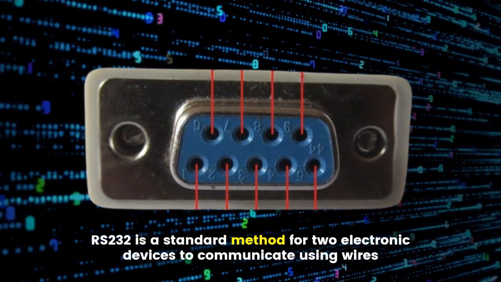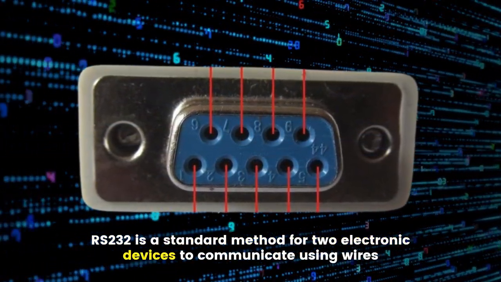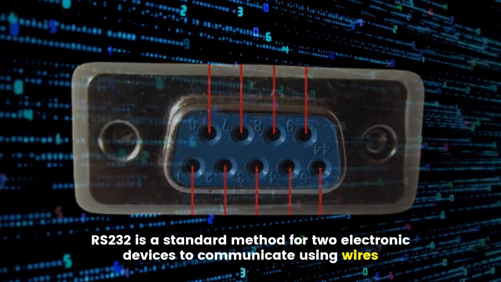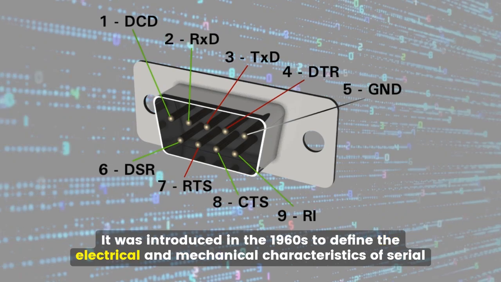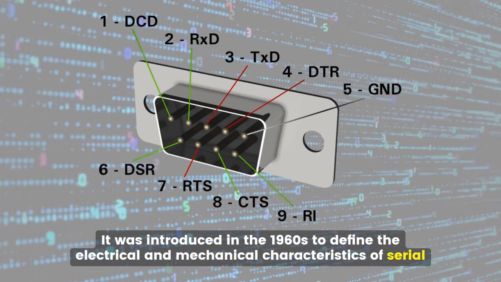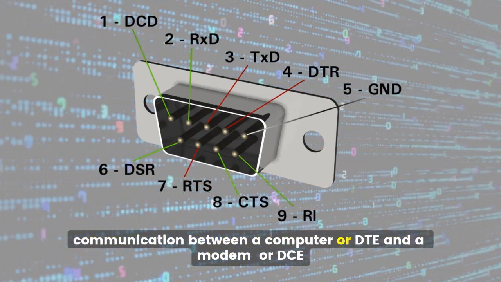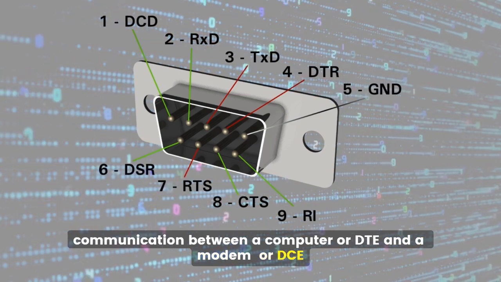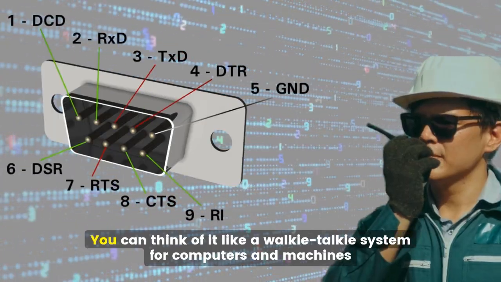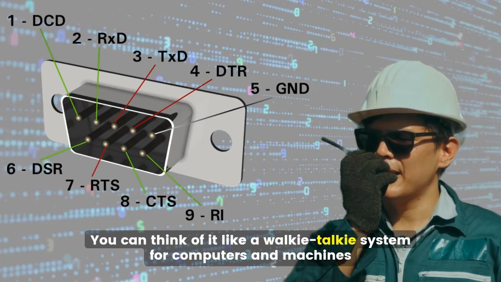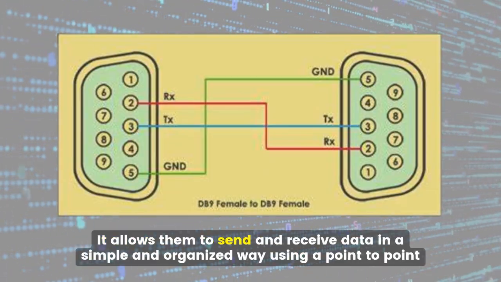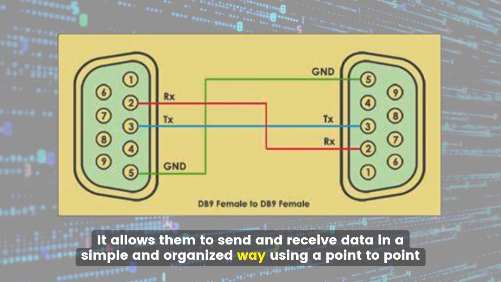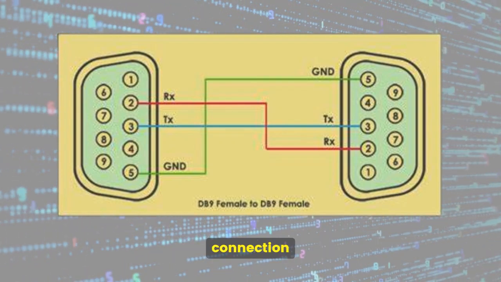RS-232 is a standard method for two electronic devices to communicate using wires. It was introduced in the 1960s to define the electrical and mechanical characteristics of serial communication between a computer or DTE and a modem or DCE. You can think of it like a walkie-talkie system for computers and machines. It allows them to send and receive data in a simple and organized way using a point-to-point connection.